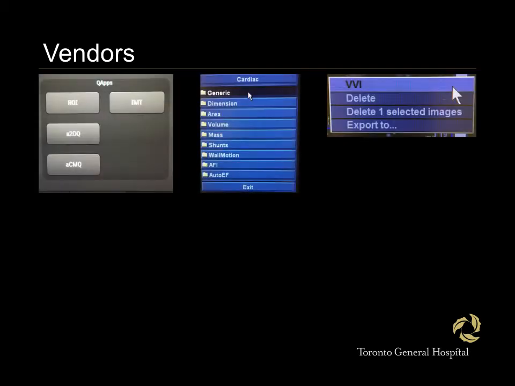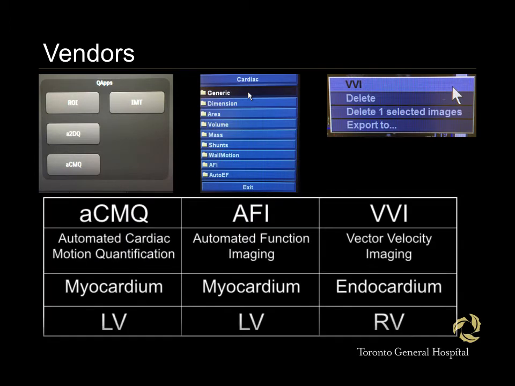So one of the limitations of using strain that I find people have is that each vendor has a different name for it. So you can see that Philips, for example, calls it automatic cardiac motion quantification, ACMQ, GE calls it AFI, automatic function imaging, and then GE also calls it VVI, velocity vector imaging. Each of them has a slightly different algorithm to calculate the strain. The Philips and the GE software are actually made for the LV, they are not made for the RV, while Siemens says it's made for the RV.